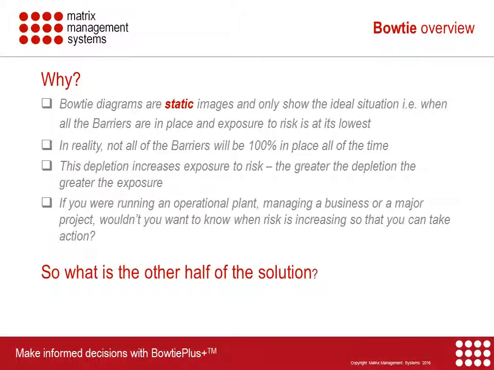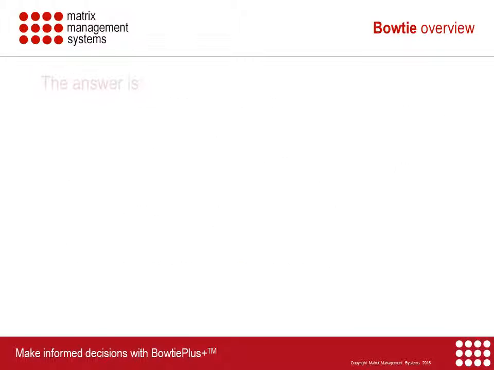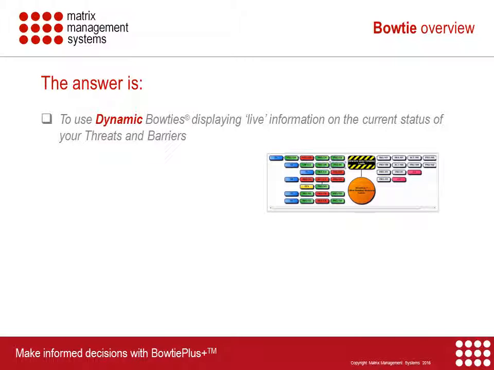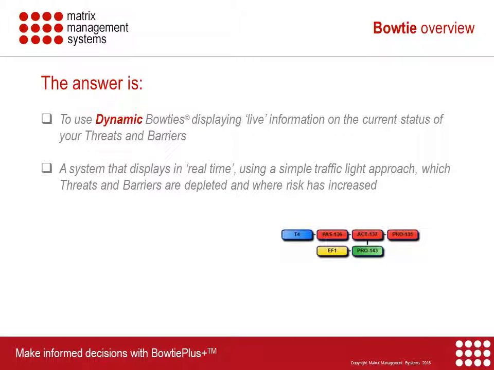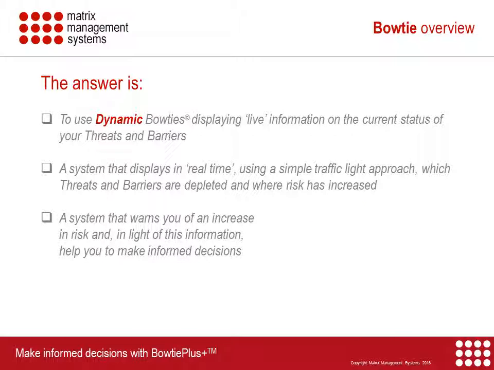So what is the other half of the solution? The answer is to use dynamic bow ties, displaying live information on the current status of your threats and barriers. A system that displays in real time, using a simple traffic light approach, which threats and barriers are depleted and where risk has increased. A system that warns you of an increase in risk and, in light of this information, helps you to make informed decisions. BowtiePlus is that system.